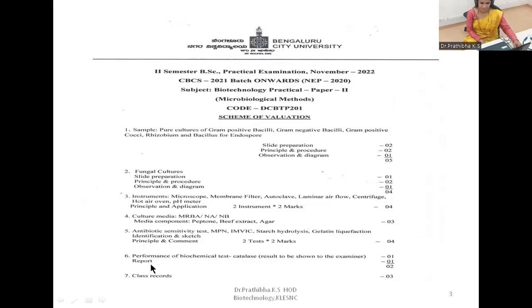Then sixth one, performance of a biochemical test, that is catalase. You need to perform only and write the result, and then report to the examiner. The result should be shown to the examiner. It is not necessary to write any principle or procedure. Just report the result to the examiner, and write whether you got catalase positive or negative. This carries 2 marks. Then further, class record carries 3 marks. So in total, your practical microbiological methods carries 24 marks.